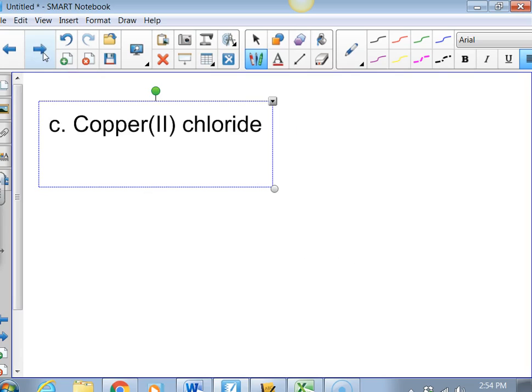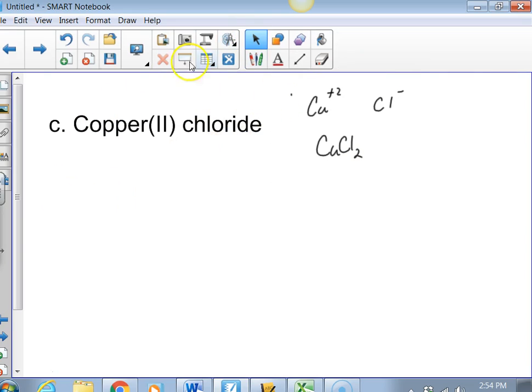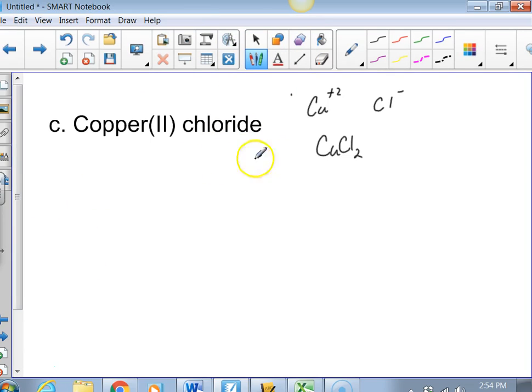Copper(II) chloride. For this formula we have copper with a positive 2 oxidation state and chloride with a negative 1 charge. If we combine, for every 1 copper we're going to have 2 chlorine to give CuCl2. That gives us, from this formula, 1 atom copper, 2 atoms chloride.